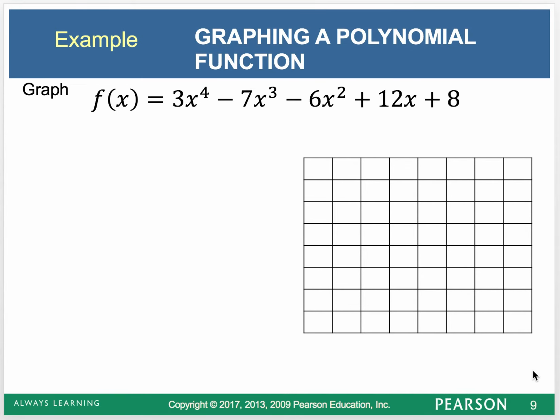All right, let's try it again. Okay, this is a 4th degree again, so the end behavior is going to look just like a parabola. It's positive, so this time the end behavior is going to be going up. Now I need my x-intercepts. This won't factor, so let's find our p's and q's. So p would be factors of 8.